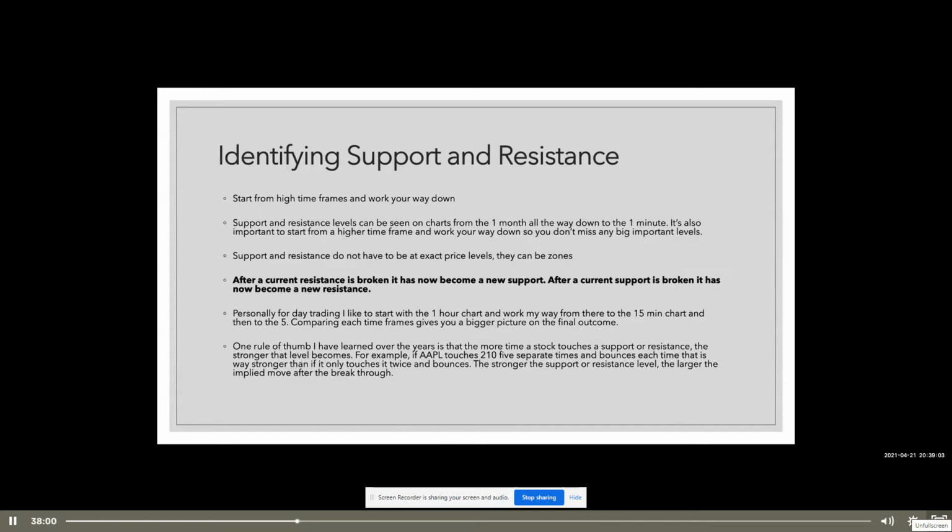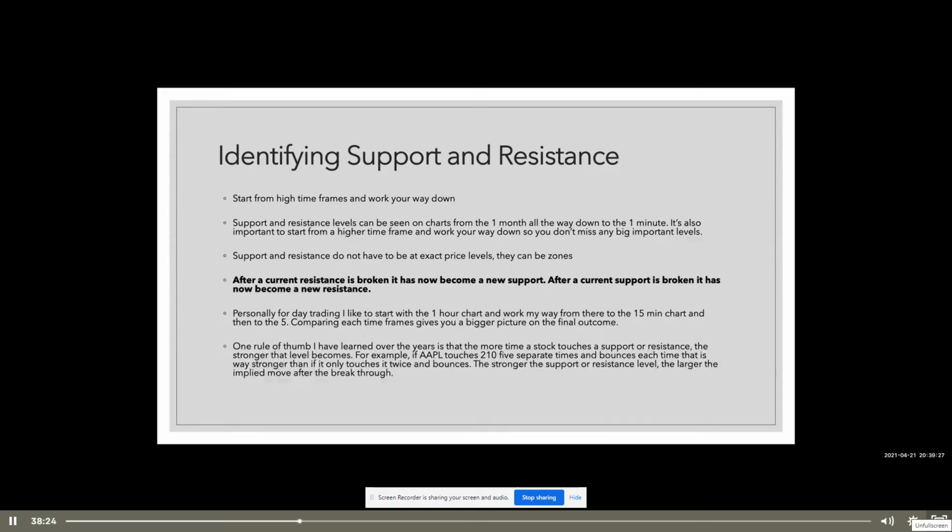Okay. So I recommend you start from high time frames. I like to start on either the weekly or the daily and then work my way down. I like to look at the hourly and then go down and look at the 15-minute and the 5-minute. So work from those high time frames to find those really key macro levels, and then work your way down to the lower time frames to start finding micro levels.